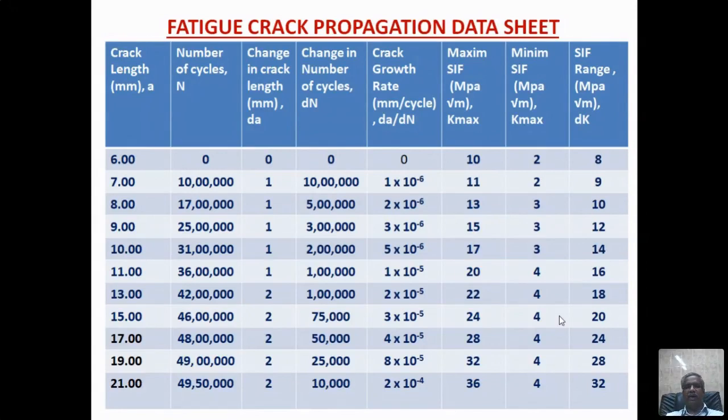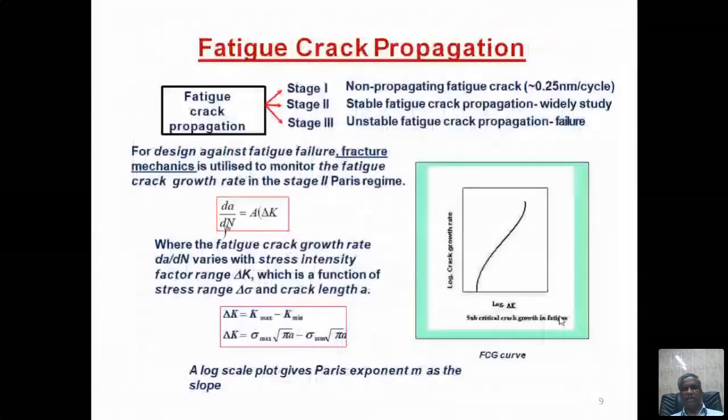Then you are applying a load, maximum load and minimum load stress. So find out what is the maximum stress intensity factor. As I told you, the formula is alpha into sigma into root pi a. You know the stress. Suppose you are applying 200 megapascal, and the crack length is 6 millimeter, and you know pi is 22 by 7, 3.14. You can get the values of K using this formula.